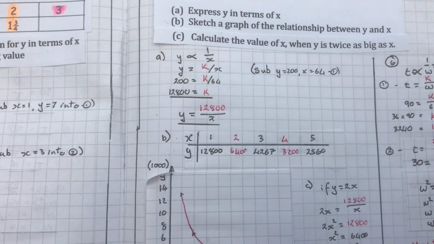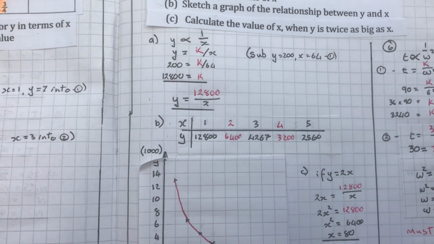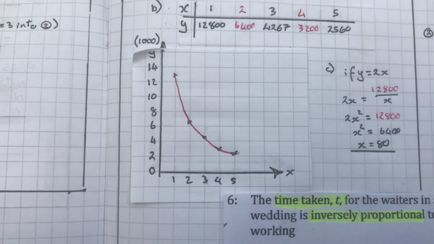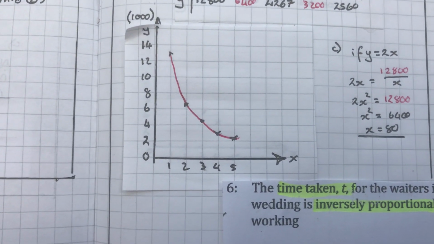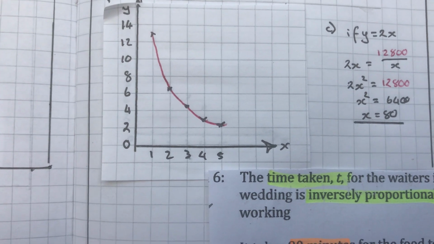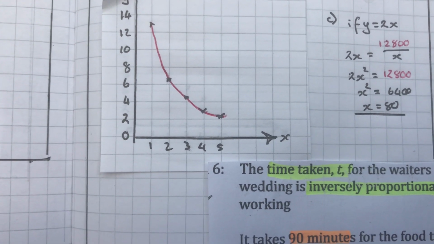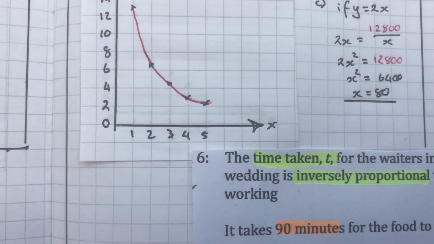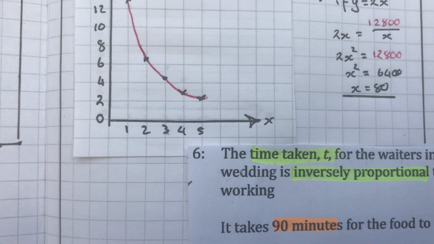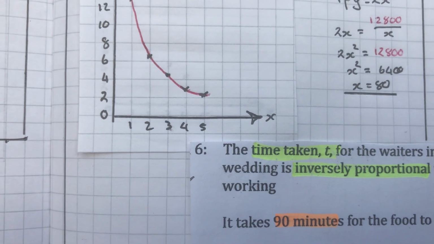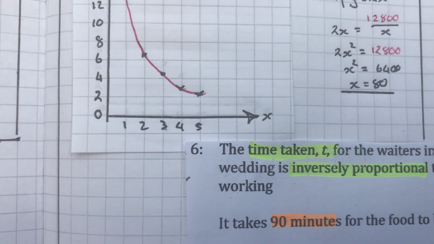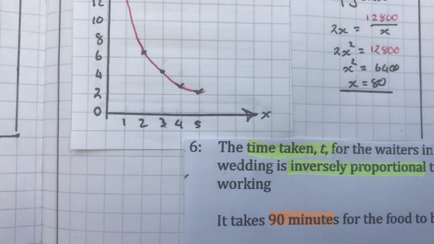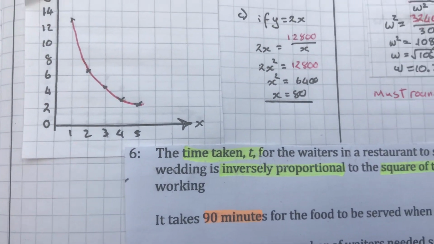It also says, if I go back up, calculate the value of x when y is twice as big as x. For that one, if y equals 2x and I substitute the value into the equation, 2x will equal 12,800 over x. Multiply both sides by x. 2x squared is 12,800. Half both sides. x squared is 6,400. Take the square root of both sides, and x will be 80.